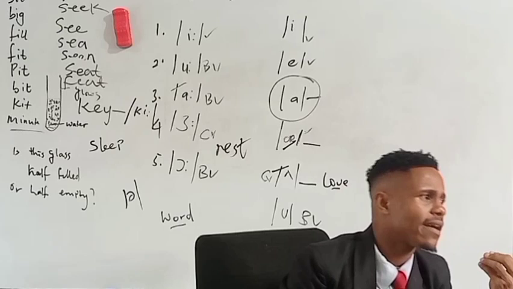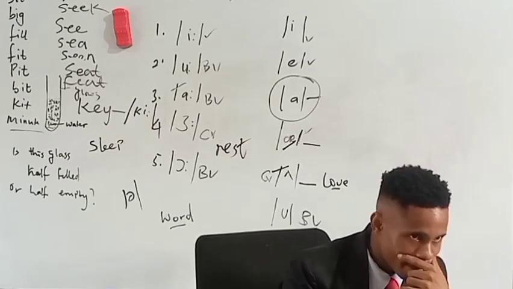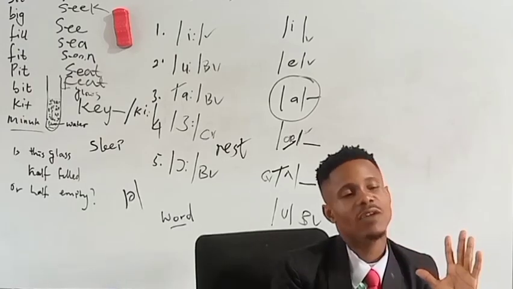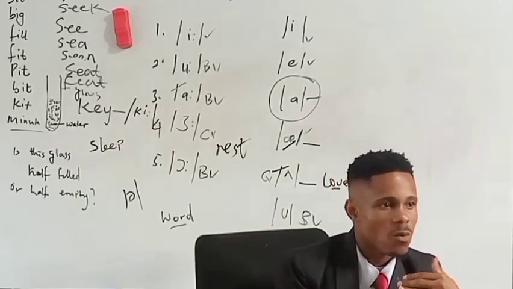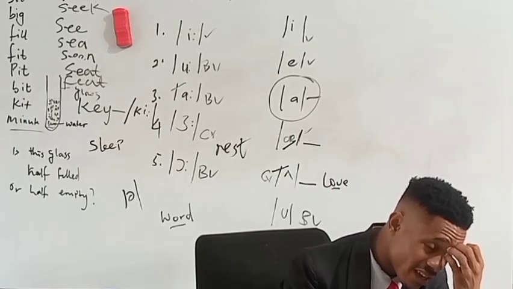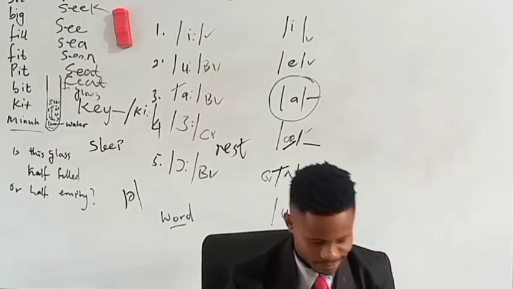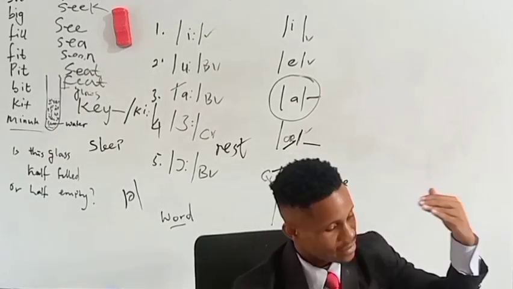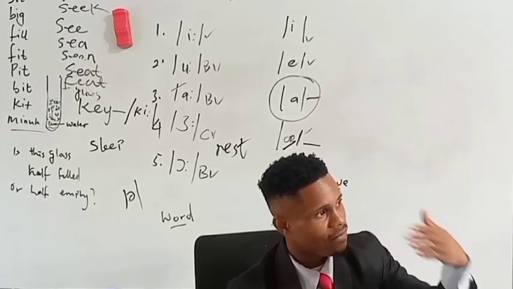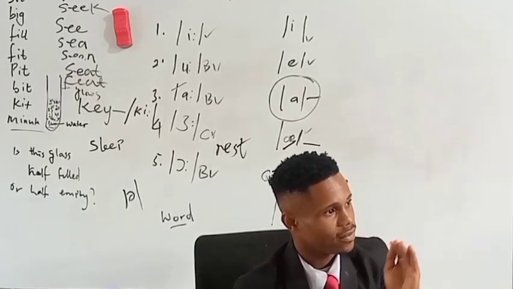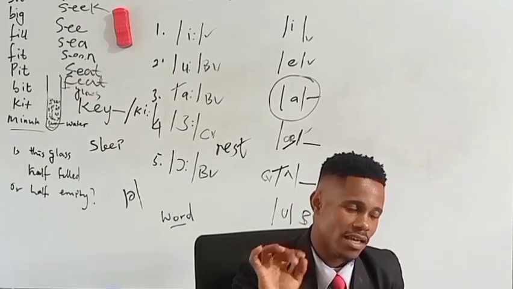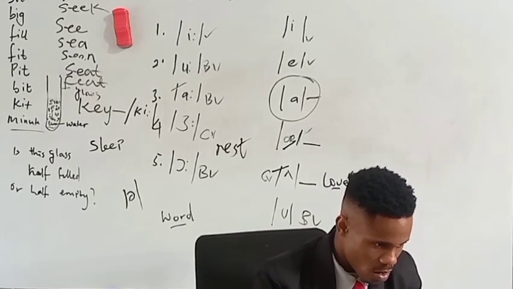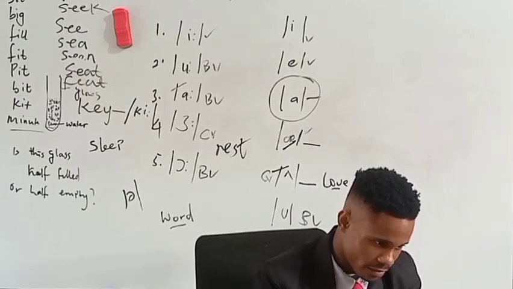Okay, let's continue. So we say cat and then we say car. We say hen and then we say palm. We say fast and then we say what? Half. So now the cat and then the hen and then the fast is what? In the A and E family.